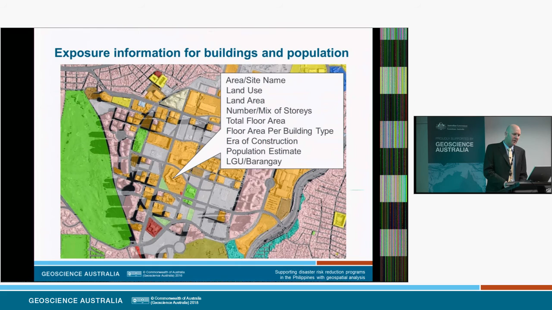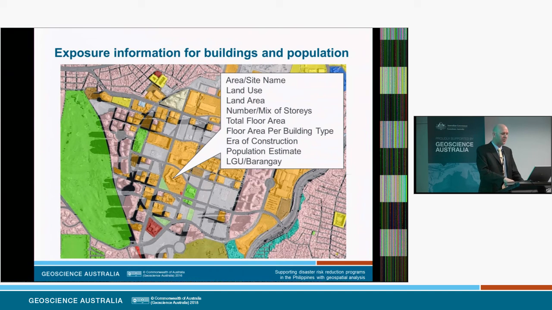So at the very end, we added back into the data an attribute about the local government unit and the barangay that could then be used for aggregating risk analysis results in later steps. So the result was this polygon data set, 85,000 polygons or thereabouts, each containing the attributes that you see there.